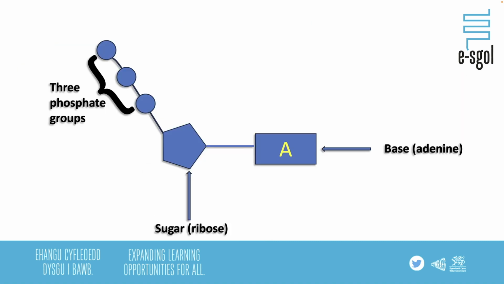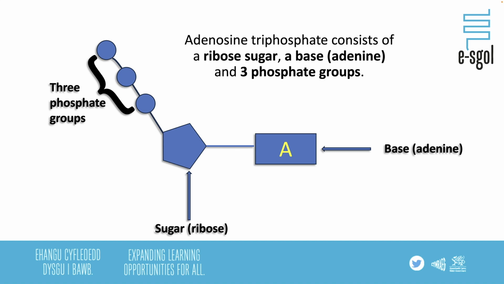The structure of ATP is shown here. There are 3 parts to ATP: a ribose sugar joined to a base, which is adenine, and also 3 phosphate groups. You may be required to draw a diagram of ATP or to label a pre-prepared diagram.